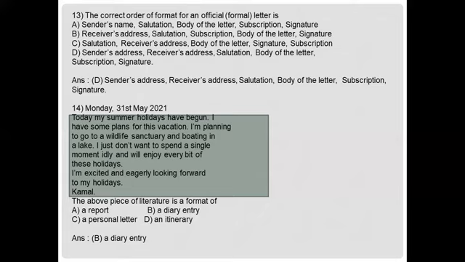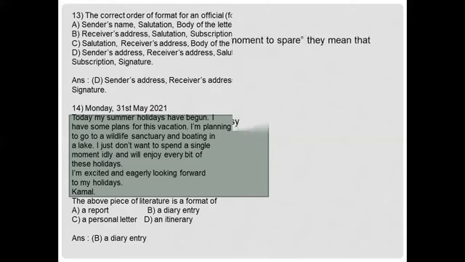Next, you have an article over here, Monday 31st May 2021, and you have to read the above piece of the literature and find the format. Is it a report, a diary entry, a personal letter, or an itinerary? So the answer is option B, a diary entry. Okay. So option B, a diary entry is the correct answer.